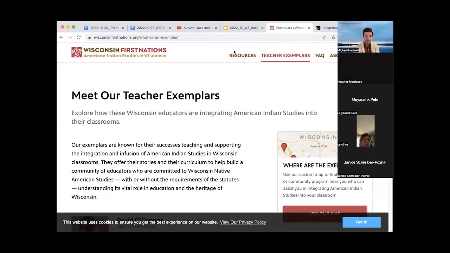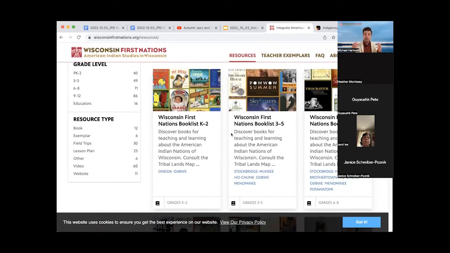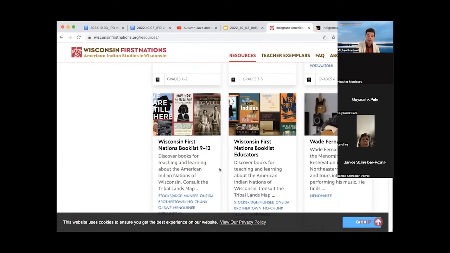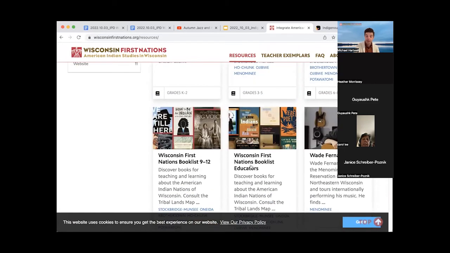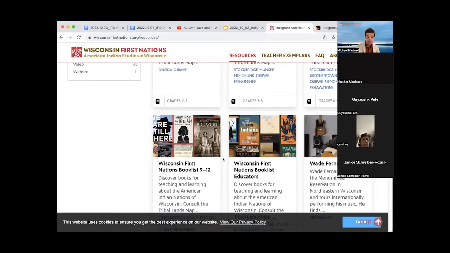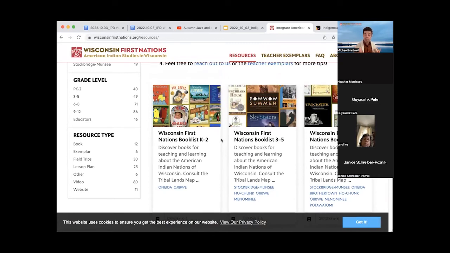Okay, back to the resources page. David talked about the huge gap in representations in children's literature. So if we're going to talk about books and literature, this is a really important part of the Wisconsin First Nations website. These are all grade-banded book lists that go from K to 2 all the way up to 9 to 12. And then also for educators to build their own background knowledge as well. Really, really good book lists here, but also there are some plans based on your school's budget, to figure out what exactly you can afford to bring into your classroom at any given time.